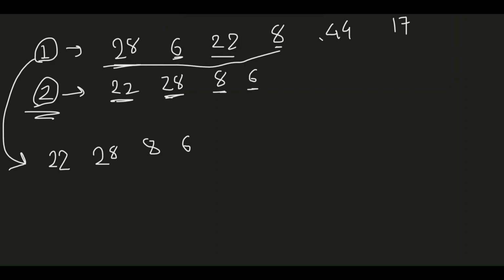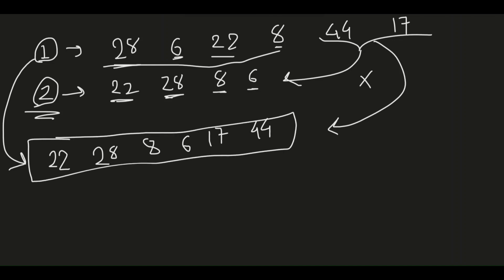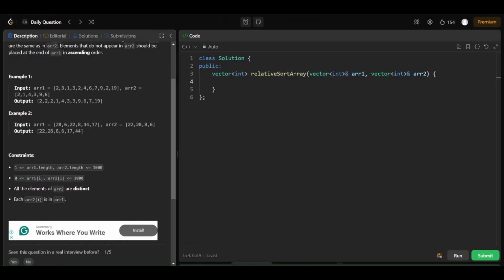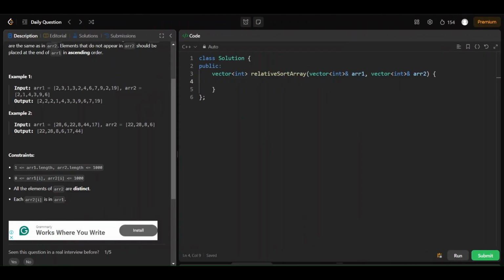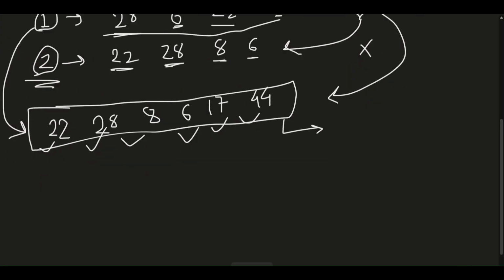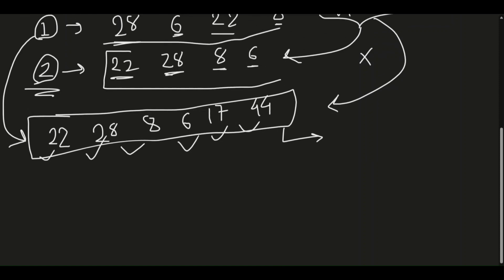But now these two elements are not present in arr2. Then what will I do? I will simply append them to the end of the list in increasing fashion: 17, then 44. This is our vector, or list, and we have to return this vector. Let's see if it is correct or not: 22, 28, 8, 6, 17, 44. Okay, it is correct.